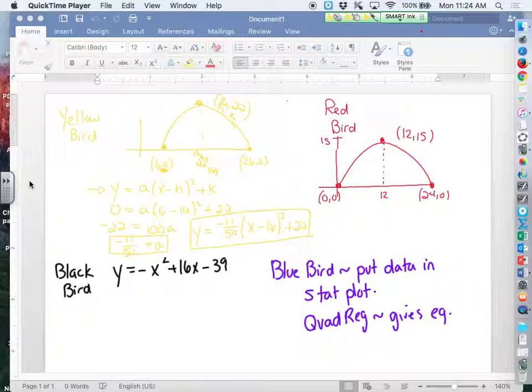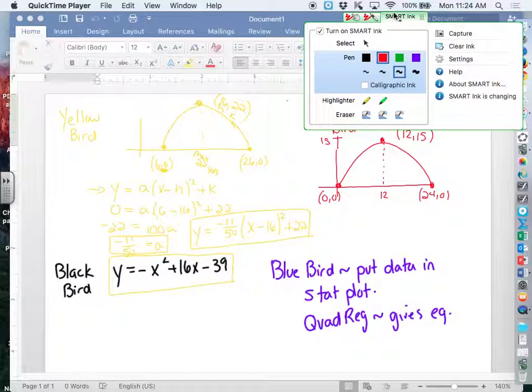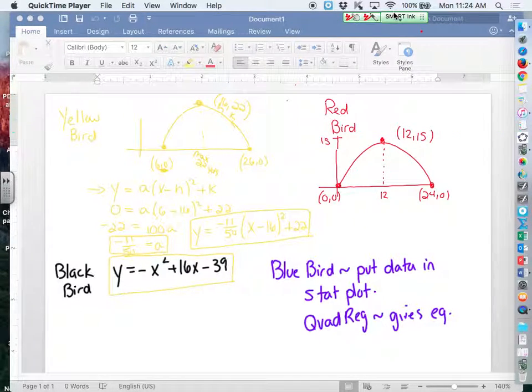The black bird, he gave you the equation. It's not in vertex form, and it doesn't really matter. So you have an equation for it, so we'll put that in the graphing calculator in a second. The red bird, it's going to follow the same thing that you just did for the yellow bird there. Even though the graph that he or she gives you actually looks like it's a semicircle there.